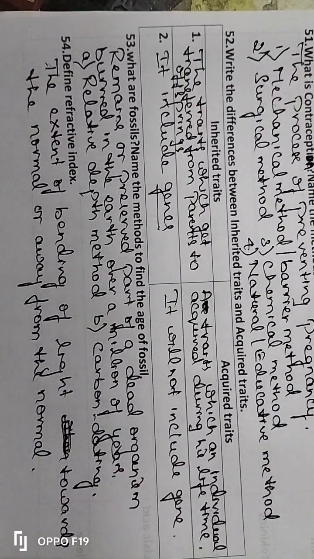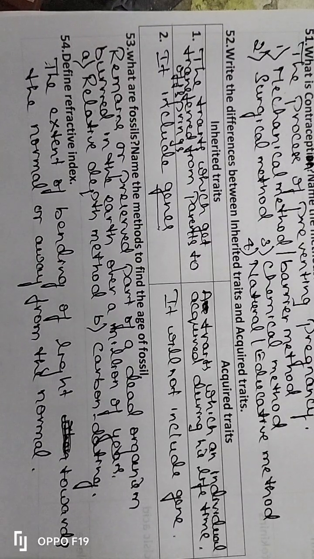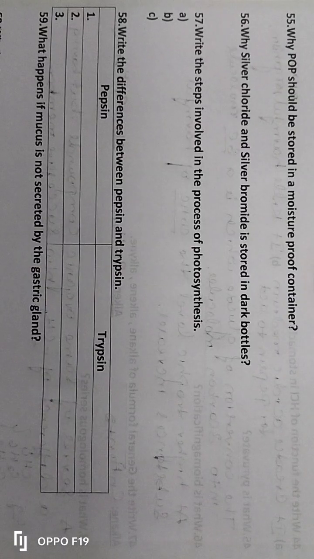So what is refractive index? The extent of bending of light. The light will bend either towards the normal or away from the normal, and that is called refractive index. So what is refractive index? The extent of bending of light towards the normal or away from the normal is called refractive index. Now let us go for 55th question.